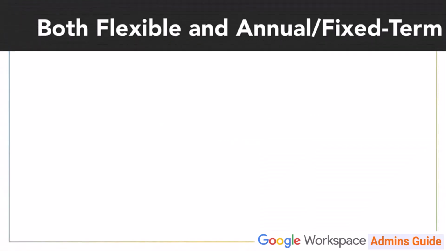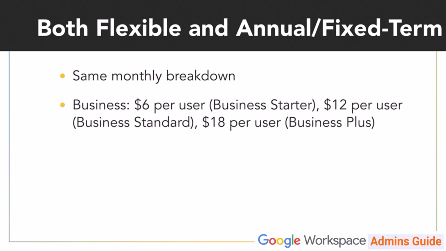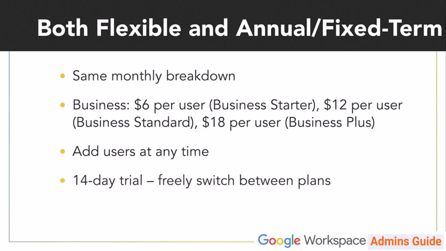As of the date of this recording, both the Flexible and Annual plans bill at the same monthly rate of $6 per user for Workspace Business Starter, $12 per user for Standard, and $18 per user for Plus. Both allow users to be added at any time for additional monthly cost. Also, during the 14-day trial of Workspace, you have the option to switch between the Flexible and Annual plans at any time.